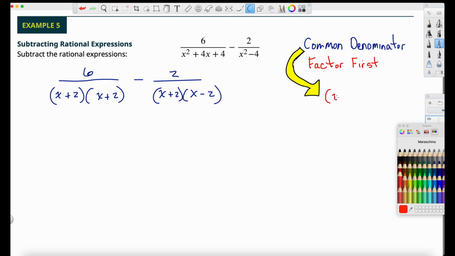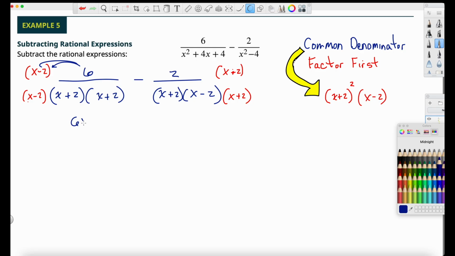So we see that our common denominator is going to be x plus 2 squared, because I have two of them being multiplied, and an x minus 2. So I'm missing an x minus 2 factor on the first fraction, so I'm going to multiply top and bottom. I'm missing an x plus 2 in the second one, so I'm going to multiply that top and bottom. And then I'm going to distribute the numerators. So I'm going to get 6x minus 12 all over x plus 2 squared times x minus 2.